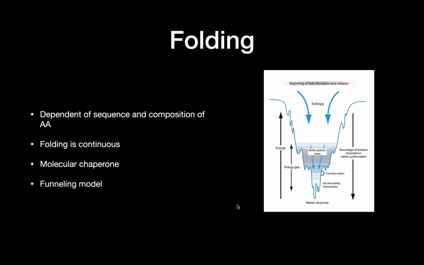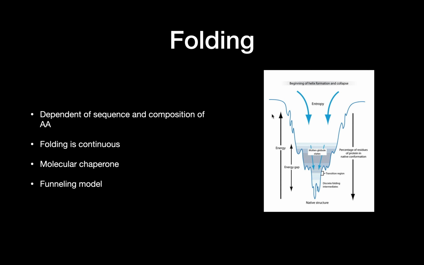So folding. Like I said before, folding is dependent on the sequence and the composition of the amino acids. So something that is rich in certain amino acids would signal, hey, this is going to be a beta bend, or hey, this is going to be an alpha helix. Folding is continuous. It means that while the protein is being synthesized, it's starting to fold already with the help of these molecular chaperones. And they know what to fold.